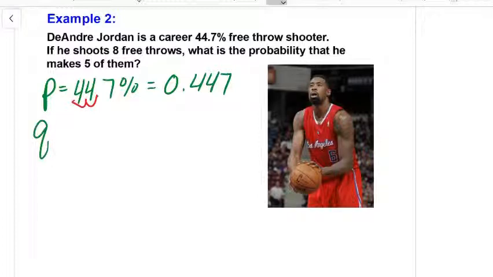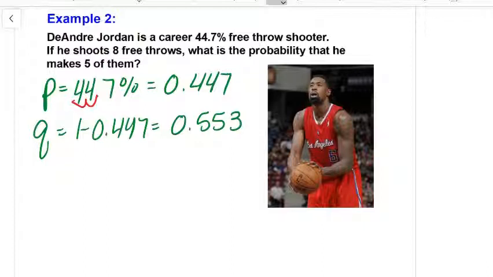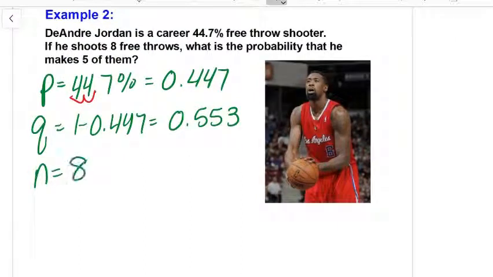And then Q is going to be 1 minus 0.447, which is 0.553, or a 55.3% chance that he misses it. I want a total of 8 free throws, and I want to know the probability of him making 5 of them. So N will be 8, R will be 5.